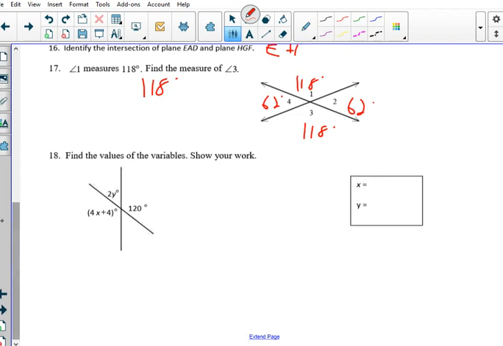18, find the values of the variables. Show your work. Okay, well, these two are vertical, so we can set them equal to each other. Subtract 4. Divide by 4. And x equals 29.